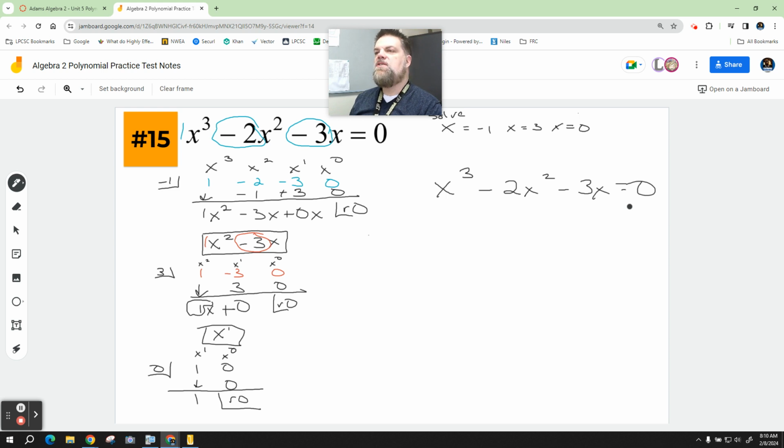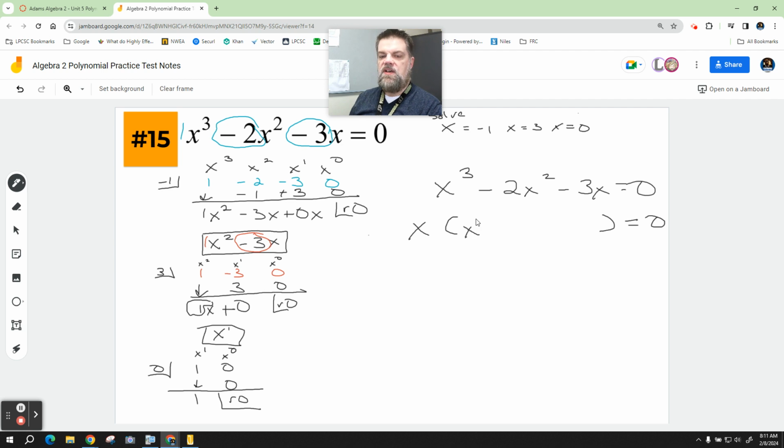Well, the numbers have nothing in common, right? But doesn't every term have at least one x? Yeah. So I can factor out an x. So I'm going to multiply x by something. Whatever I multiply this by, I'm going to take this and multiply by this, and multiply by this, and multiply by this, and it has to add up to this. It has to be the same as this. In other words, what do I multiply x by to get x cubed?